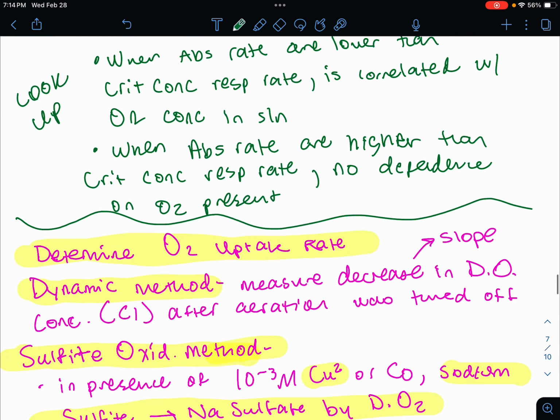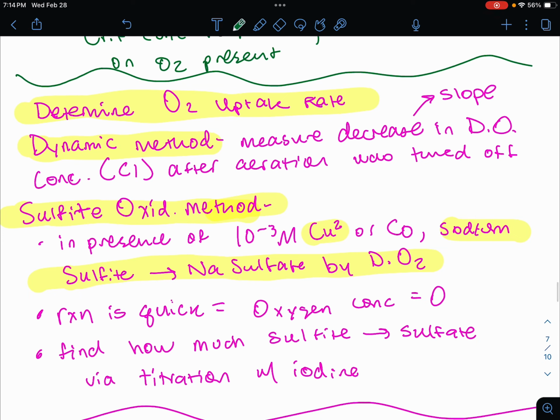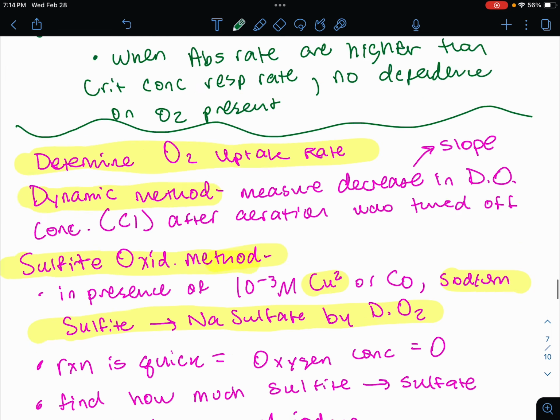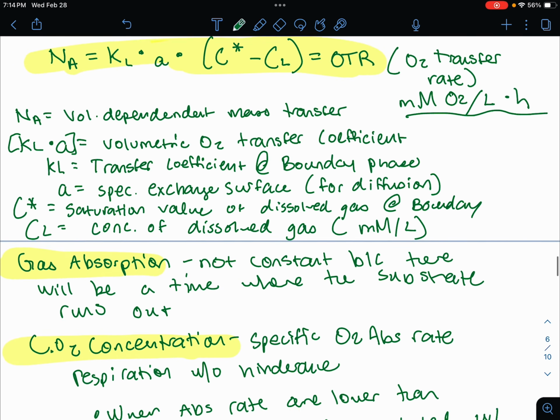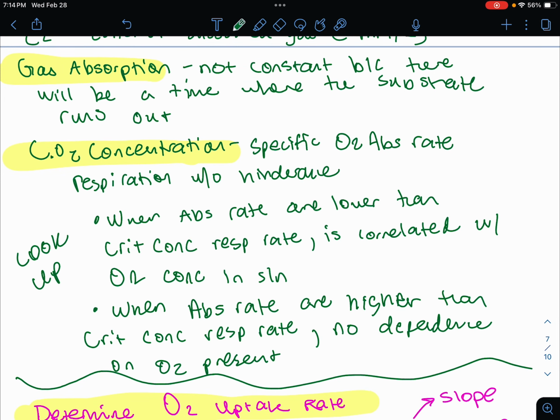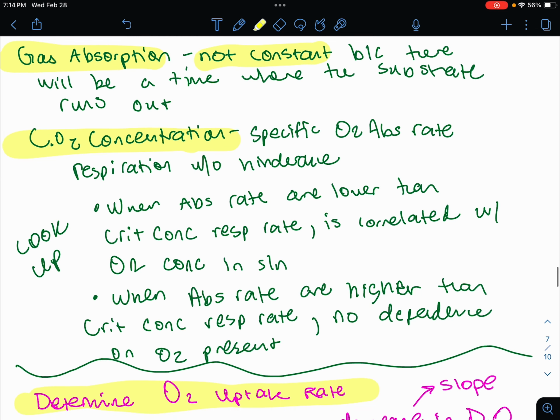All right, the critical oxygen concentration. So the gas absorption rate is not constant during a fermentation because at the end of fermentation, when a substrate other than oxygen is limiting, then the gas absorption will be reduced. So again, that same point is in the notes I took during the lecture, because there will be a time where the substrate runs out. When the substrate other than oxygen is limiting, then the gas absorption will be reduced.